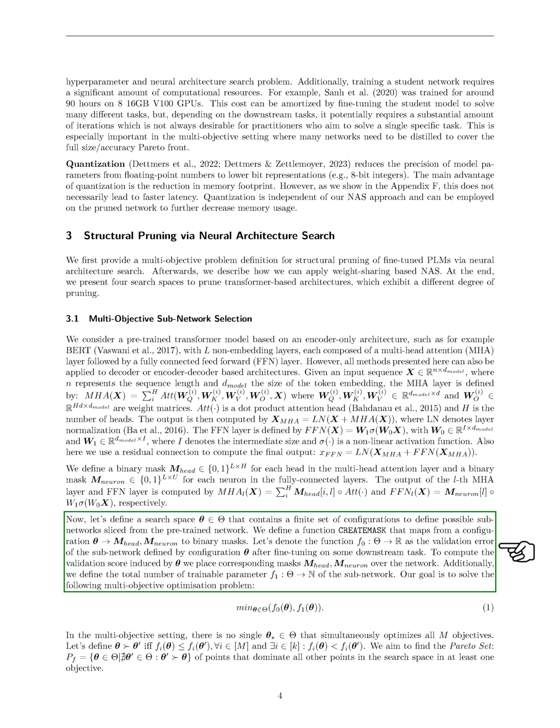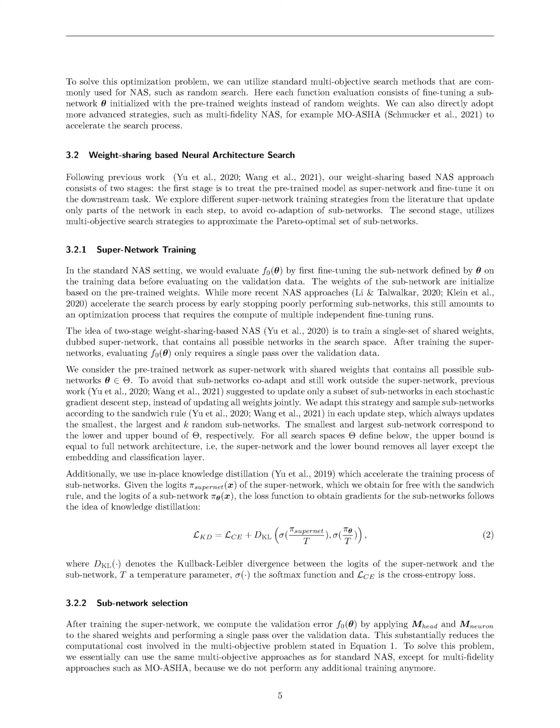Section Summary. In this section, we define a multi-objective problem for structurally pruning fine-tuned PLMs through neural architecture search. We explain the application of weight-sharing-based NAS and introduce 4 search spaces for pruning transformer-based architectures with varying degrees of pruning. The process involves creating binary masks for each head and neuron in the model, defining a search space of configurations, and optimizing multiple objectives to find the Pareto set using methods like random search or multi-fidelity NAS.